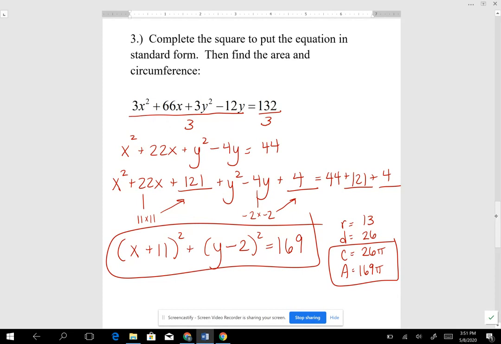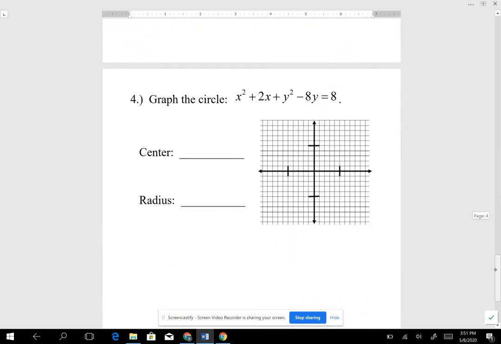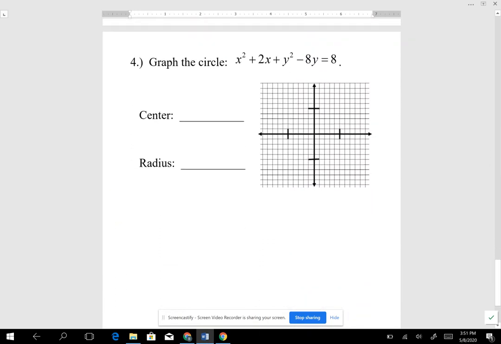All right, I have one more problem for you. I noticed last week some people had a little bit of trouble graphing circles, so I thought I would bring that in one more time. This is not in standard form though, so we have to complete the square to put it in standard form and then use what we learned last week. So x squared plus 2x plus blank, y squared minus 8y plus blank, equals 8 plus blank plus blank.